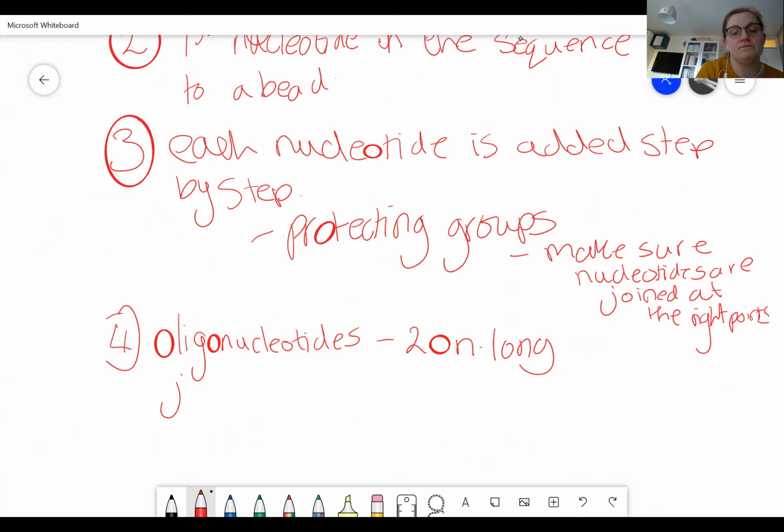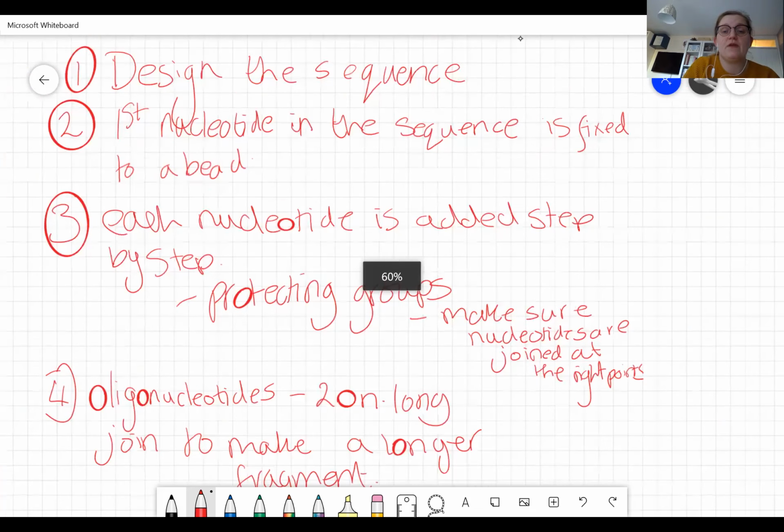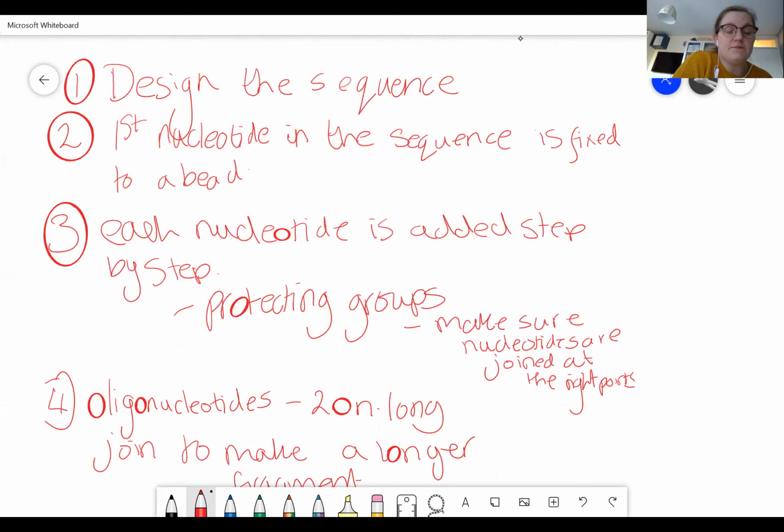And then we join to make a longer fragment. So that is the gene machine and how the gene machine works. I'll quickly go through that again. We design the sequence if it doesn't already exist. First nucleotide in the sequence is fixed to a bead. Each nucleotide is then added step by step. We add protecting groups, which make sure nucleotides are joined at the right points. And then at this point, we've then formed oligonucleotides, which are roughly 20 nucleotides long. At this point, we remove the supports like the beads and the protecting groups, and then we join all the oligonucleotides together to make a longer fragment.